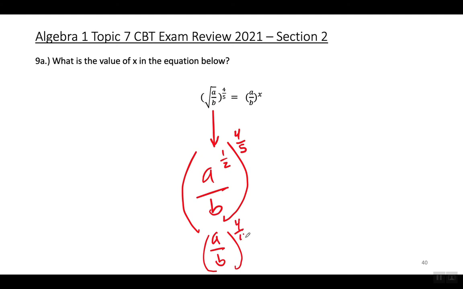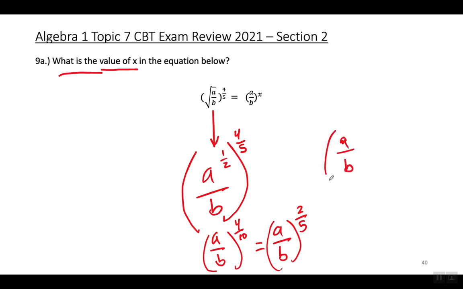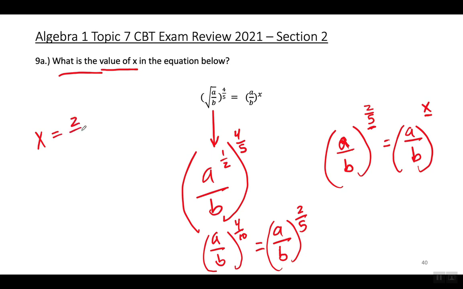that's going to become a over b to the 4 over 10, which equals, when I simplify that fraction, 2 over 5. Okay, so the question is, what is the value of x? What does x equal? So if on one side I got a over b to the 2 over 5 power equals a over b to the x power, that means that x equals whatever number is here, because the base is the same in both of them, okay? Si tengo esto, x tiene que ser equivalente a este exponente. So x equals 2 over 5. X es igual a 2 sobre 5. That's the answer.